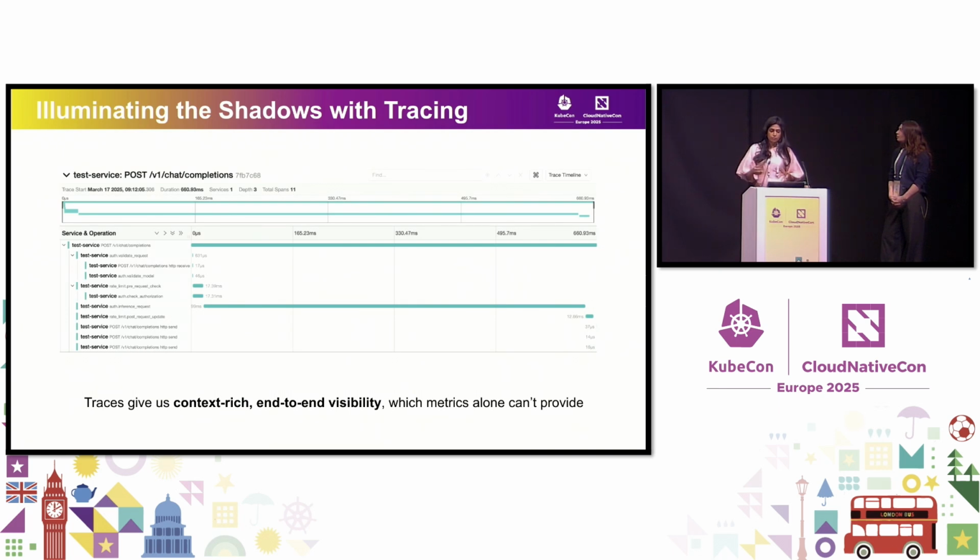So if we look deeper, this trace is not just useful for debugging slow requests, but for understanding where to invest optimization effort, whether that's reducing model latency, caching results, or even parallelizing tasks.